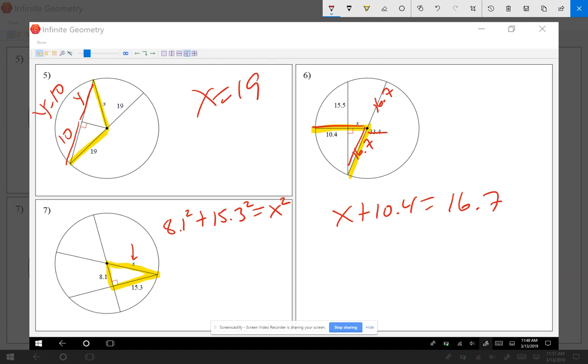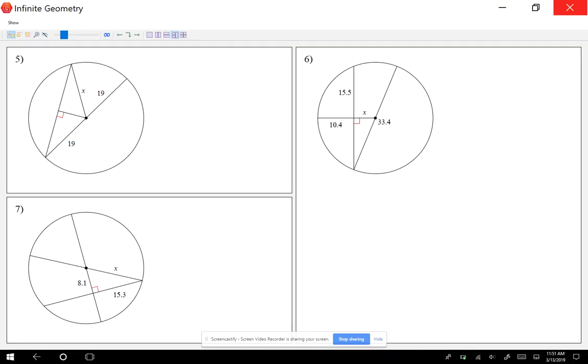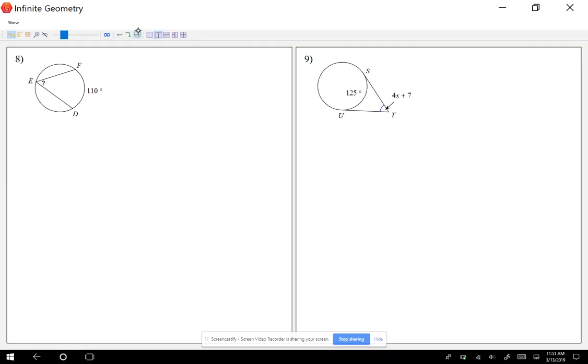Now on the test, question number 5, you're going to have one of those. Question number 6, 2 of them. Question number 7, 1 of them. So kind of like one of each, except number 6, 2 of them. My last 2 examples is what we saw last week.